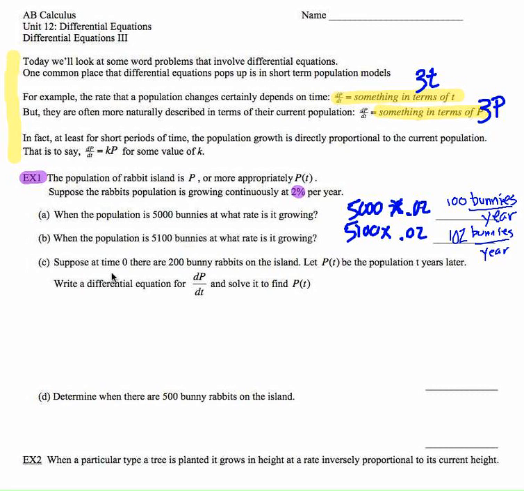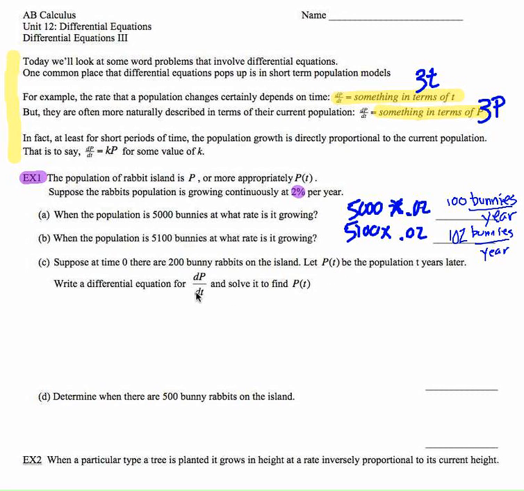Okay, so now moving on to question C. Question C is asking us to come up with a function that'll tell us, if I give you the time, how many bunnies are there? And we're going to use the rate, the 2% growth per year, to help us come up with this equation.